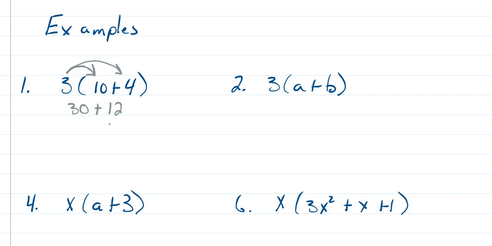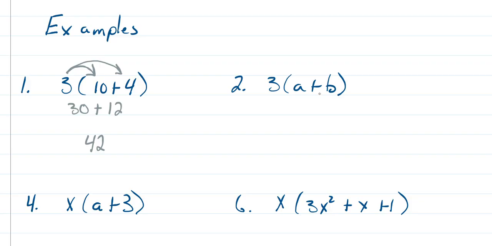We could then combine terms that are alike. 30 plus 12 is 42. I know that you could have gotten the same answer by adding the 10 plus the 4 and multiplied 3 times 14, but this is to help you understand what to do and how to distribute.